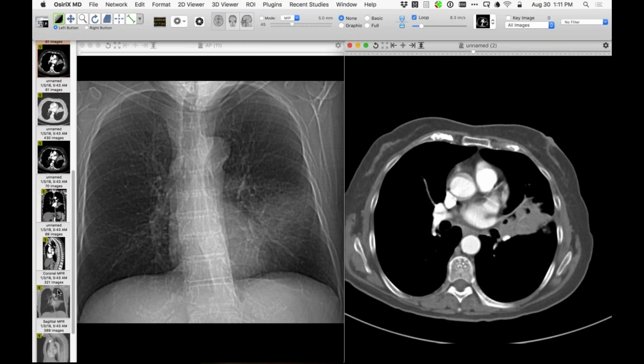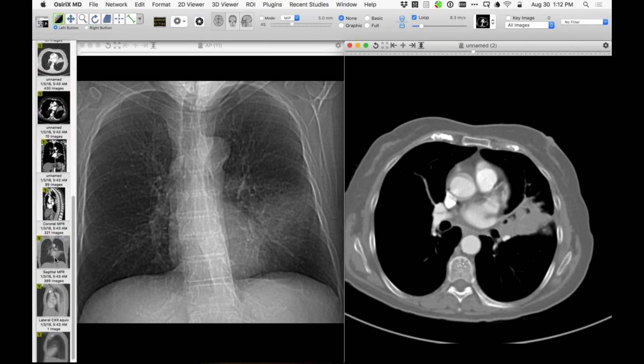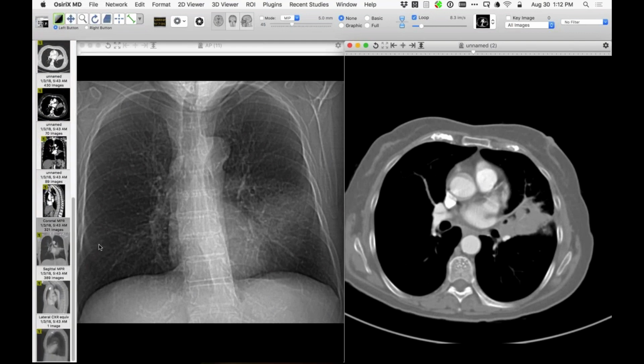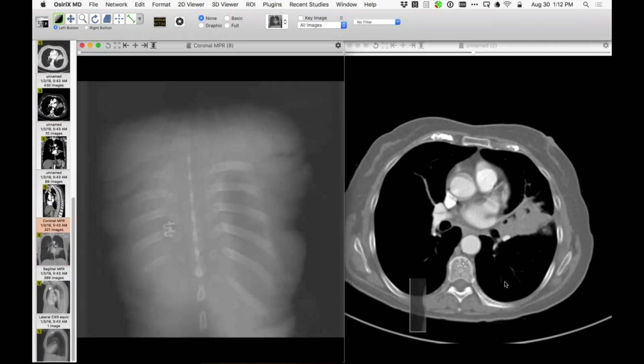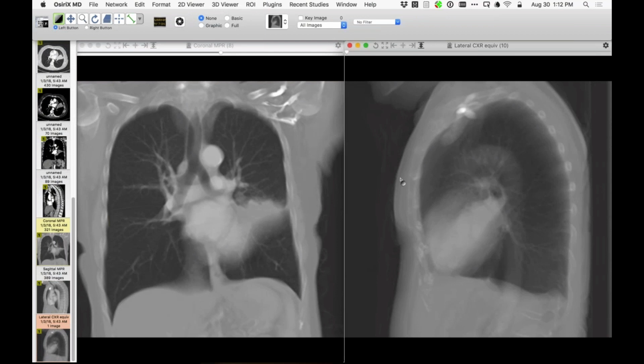So a nice example of an obstructive lingular process, sparing the other segments of the left upper lobe, from a small cell carcinoma of lung, as it turned out. I'll just show you that there. Here's a lesion there, and here it is on the lateral projection. There.